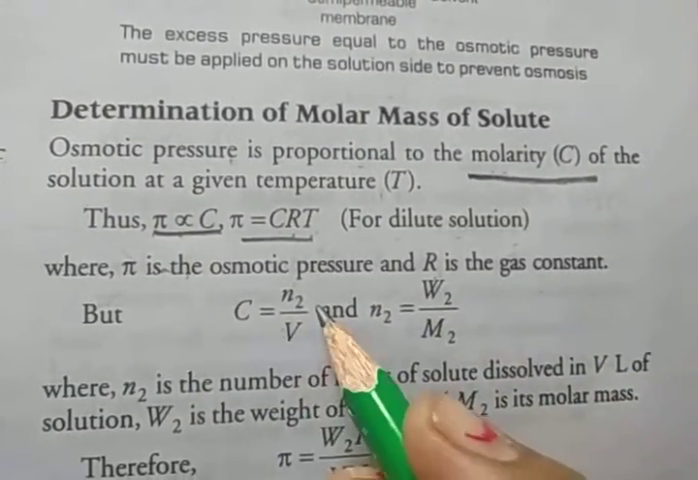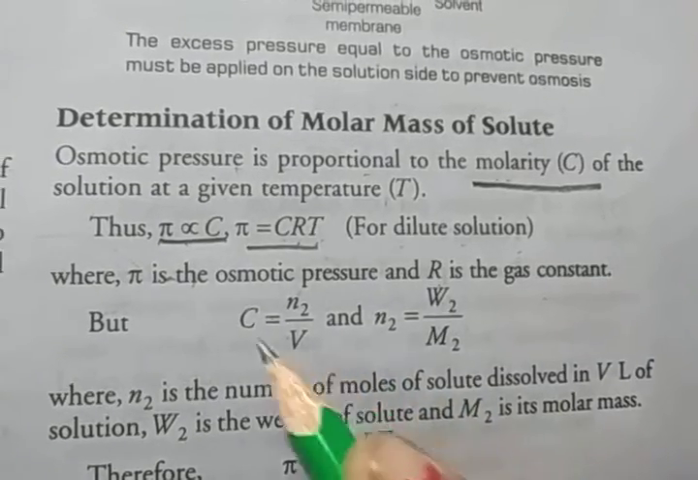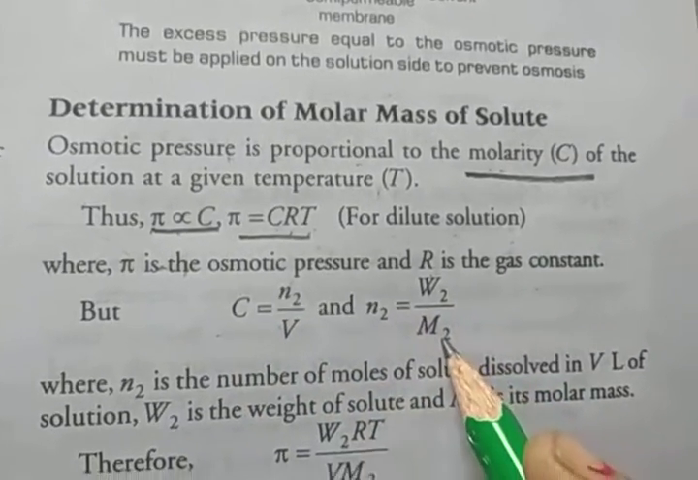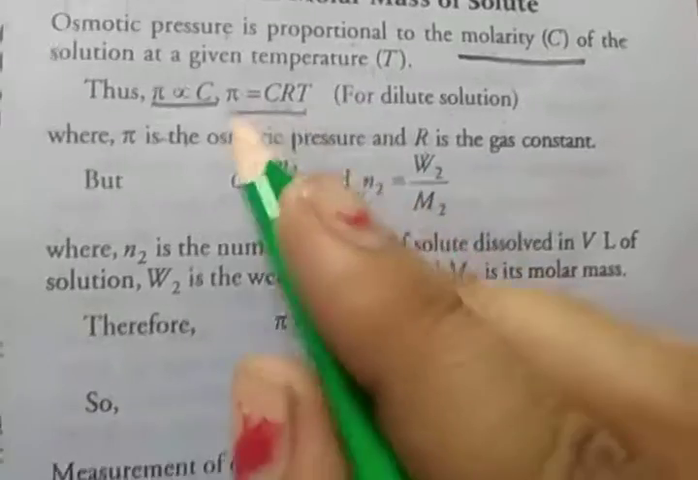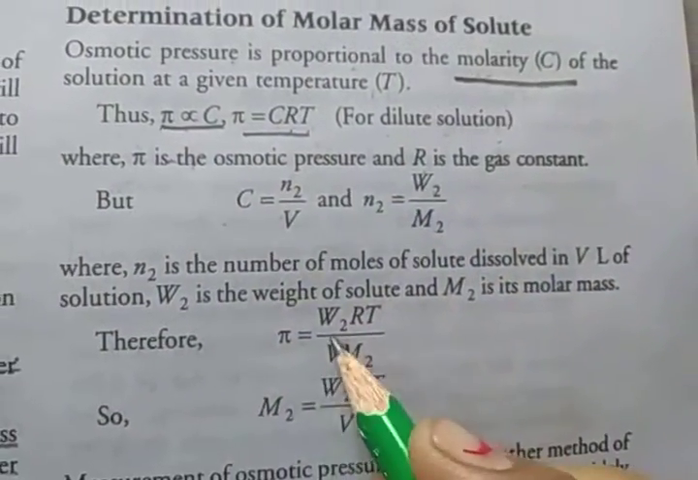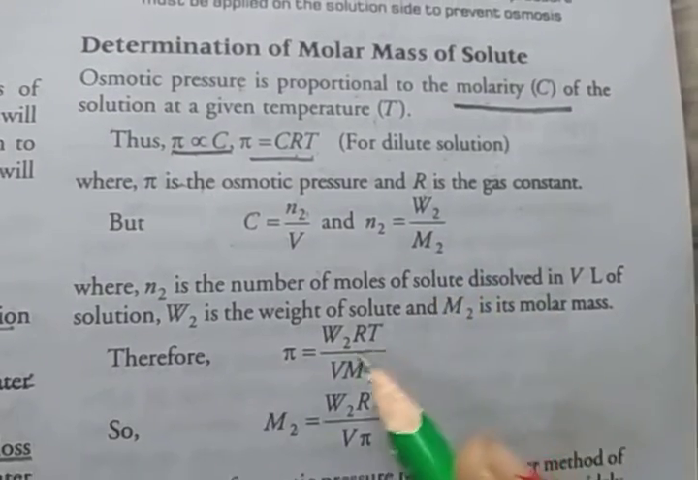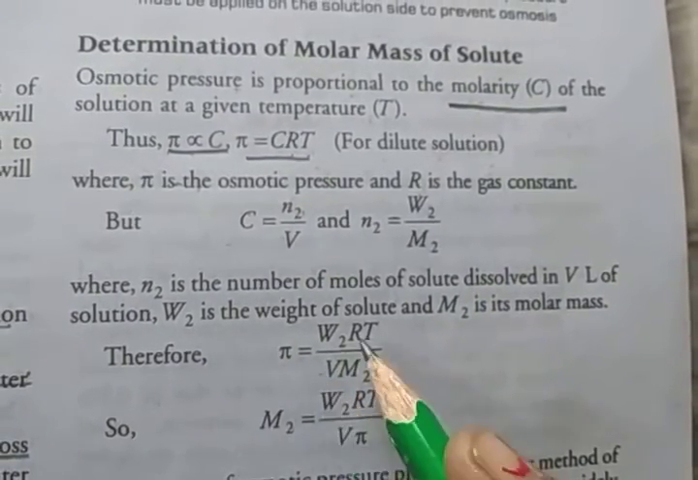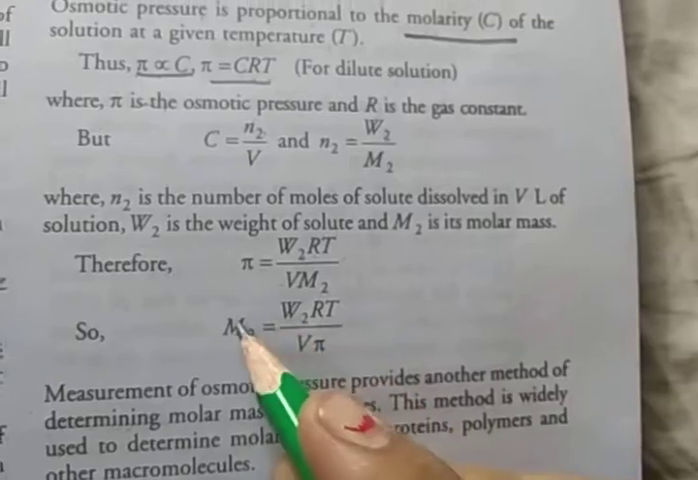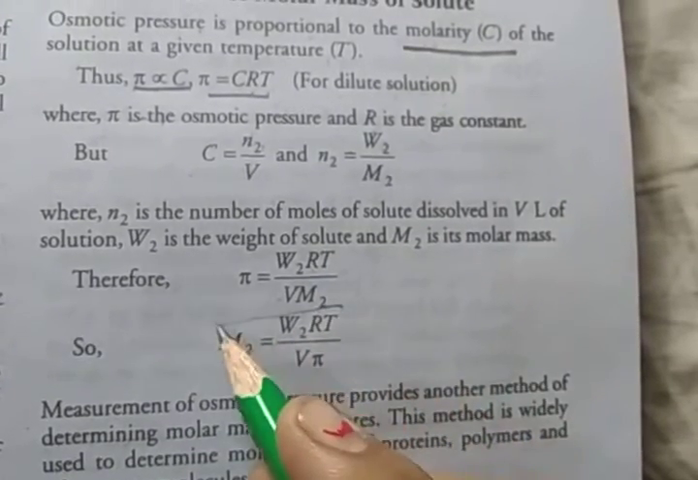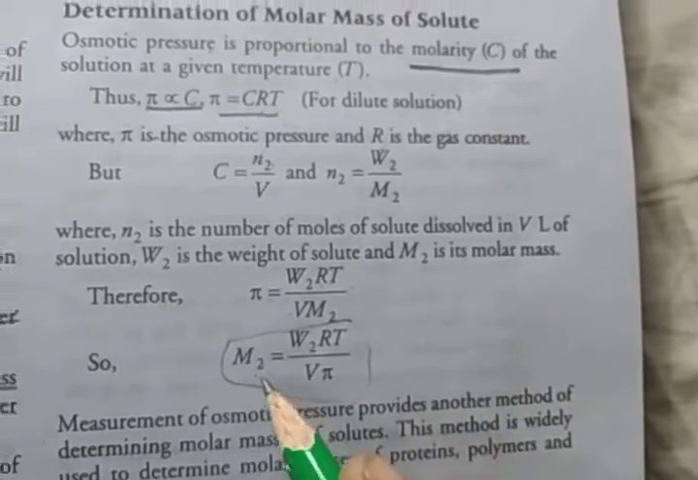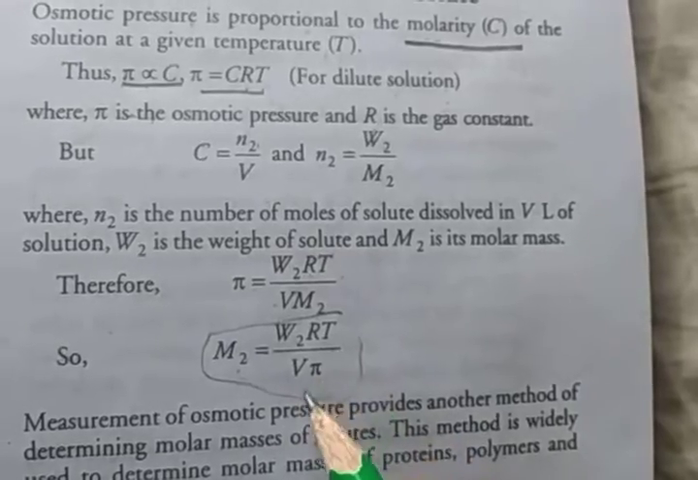C is equal to n2 upon V, and n2 is equal to W2 upon M2. Putting both values, pi is equal to W2 upon M2 V, times RT. M2 goes to the left hand side because we need to find the molar mass of the solute. So M2 is equal to W2 RT upon V pi.